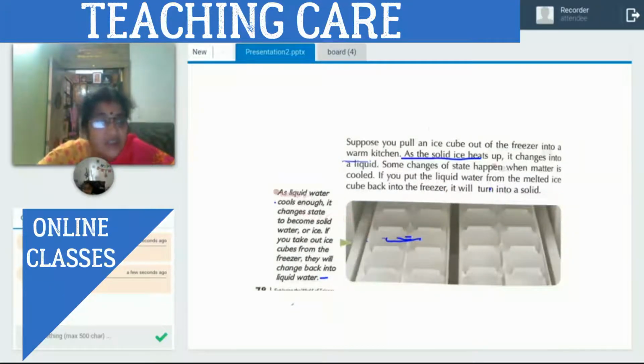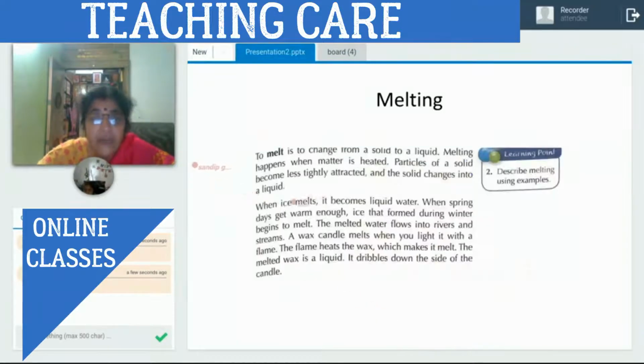As the solid ice heats up and changes into a liquid, some changes of state happen. Matter is cool. If you put the solid water, the melted ice cube, back into the freezer, it will return into the solid. Right? Are you clear? Okay, next. Melting. So to melt is to, read it.